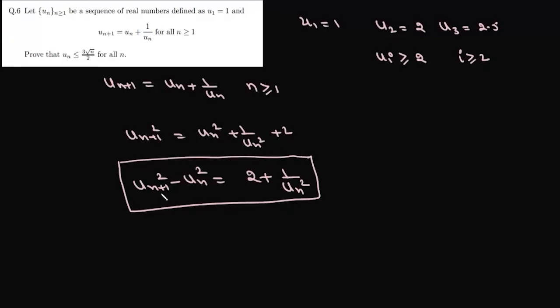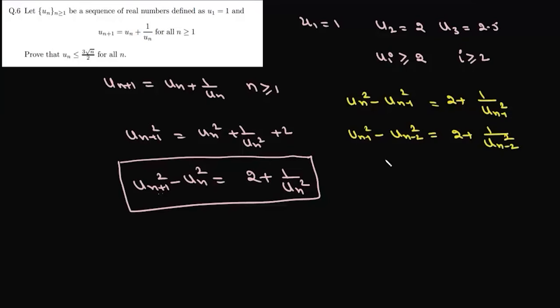Since we need un, we are not going to start with n plus 1, we are going to start with un. So we can write un square minus u(n minus 1) square will be 2 plus 1 upon u(n minus 1) square. Next one will be u(n minus 1) square minus u(n minus 2) square, and that will be 2 plus 1 upon u(n minus 2) square, and we will continue up to u2 square minus u1 square, and that will be 2 plus 1 upon u1 square.